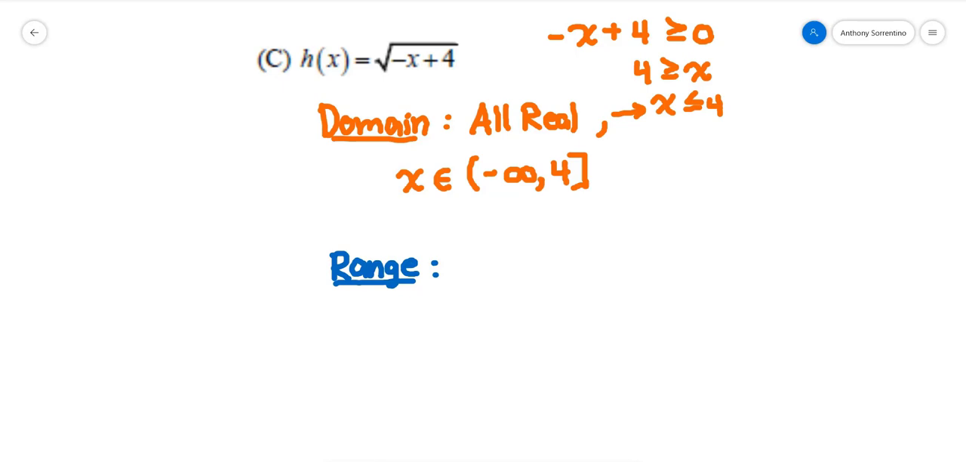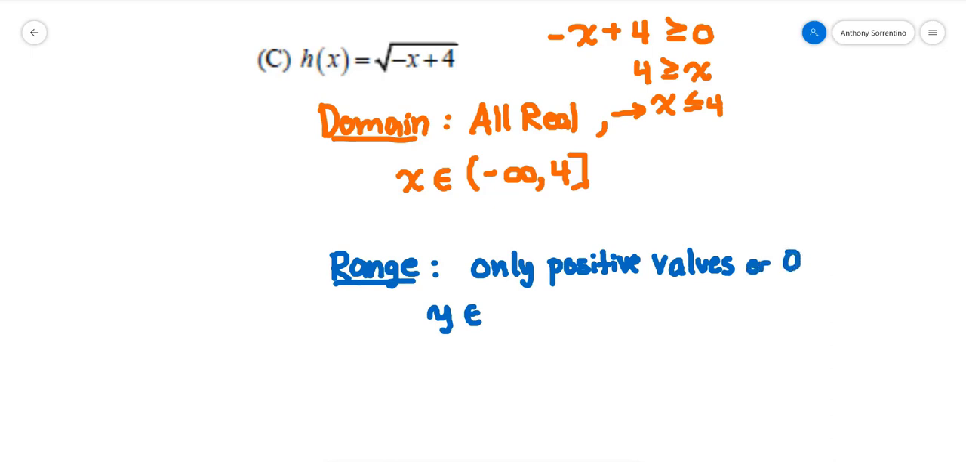So I know from the square root symbol that only positive values are coming from that square root symbol. And everything else is underneath that square root symbol. So I'm going to basically say that y is greater than or equal to 0, because 0 could work underneath the square root as well. If I square root 0, I get 0. So y has to be going from 0 to infinity.